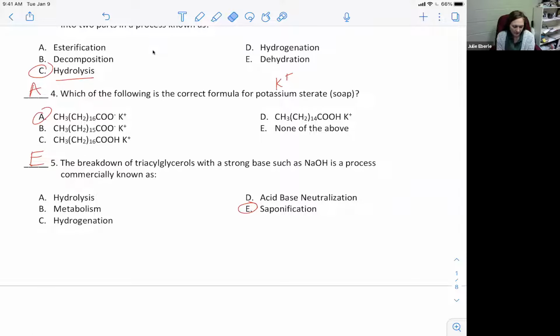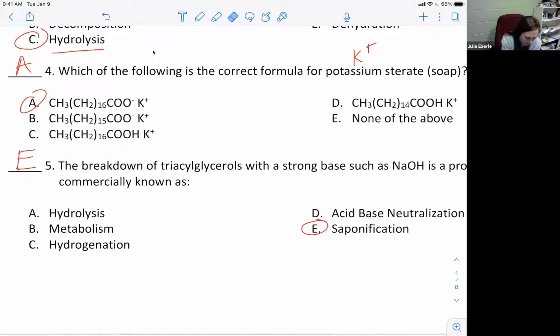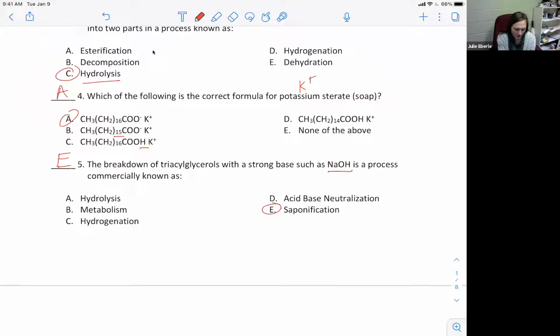Number 5, so the only way I messed with you guys was by changing this number right here or leaving the H on it. And both of those are wrong. The breakdown of triacylglycerols with a strong base such as NaOH is a process known as saponification. Okay. We talked about that Friday and gave an example of it. There was a figure and a slide directly on it. We defined it. It was a fill in the blank on one of the slides. But I think most people got that.